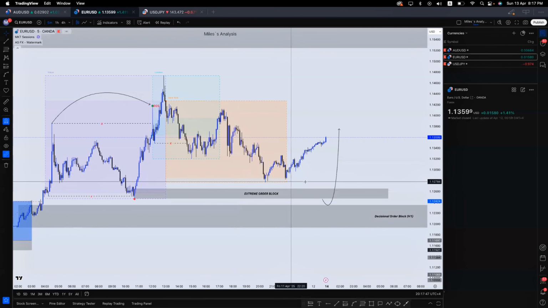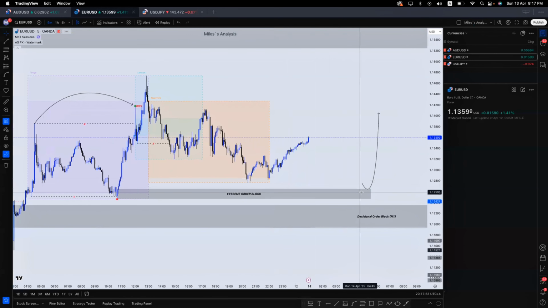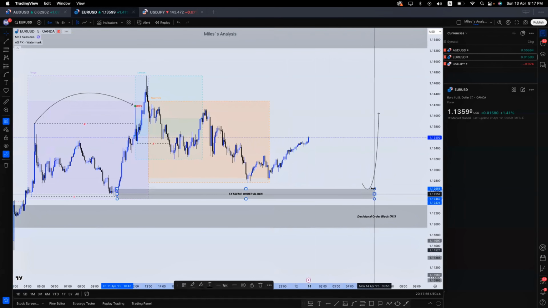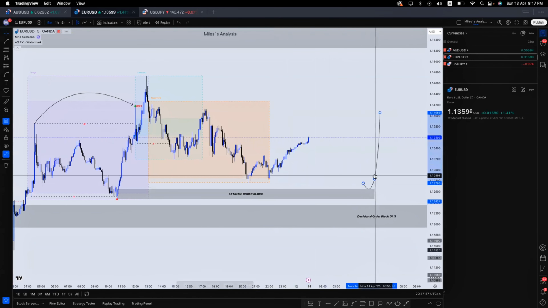So it's below the New York session high, New York session low, I mean. So we may see price coming to take out the New York session low, and after that mitigate into this extreme order block. And after that, we may see a bullish push.